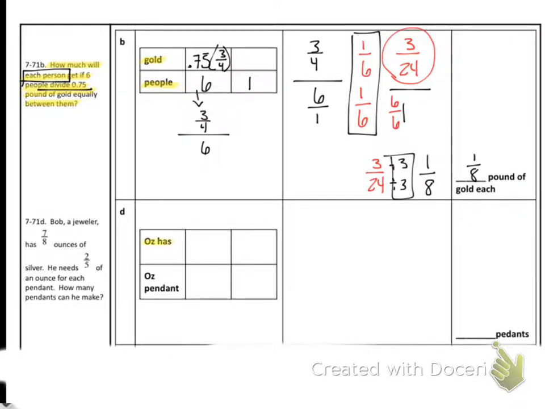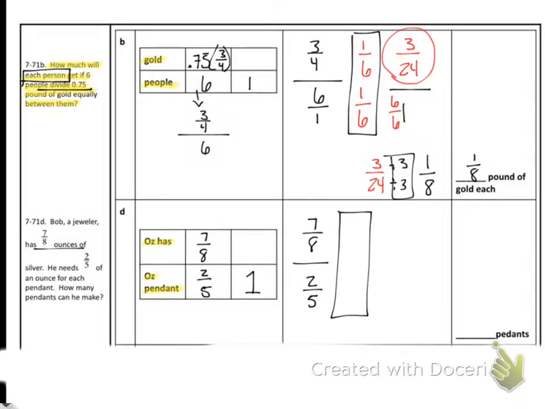So we're talking about ounces he has over ounces per pendant. He has 7/8, and for each of them he needs 2/5. And we want to figure out how much he needs for each one. Again, we're going to set this up as a fraction. 7/8 divided by 2/5. When you're dividing, you're putting in your giant 1. We need the 1 on the bottom, which division allows us to get 10 over 10, which is our 1, which means we're going to do 5 over 2 on the top.